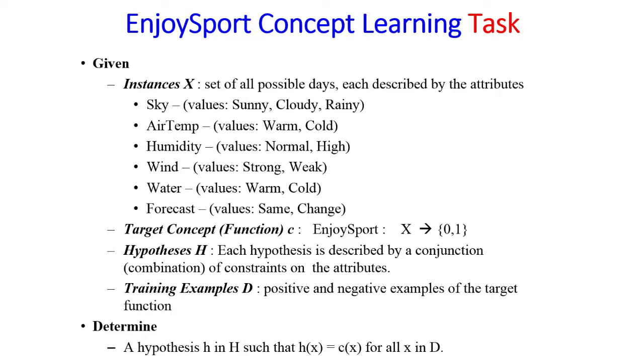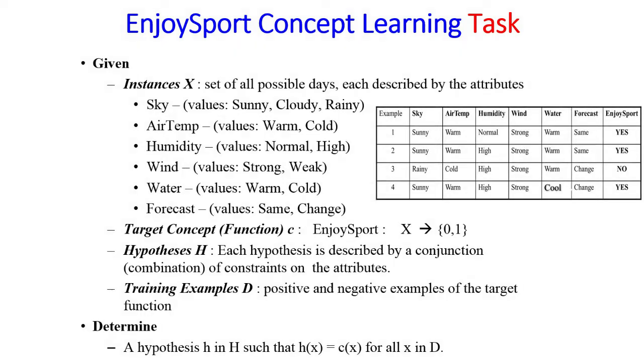What is the given data? Given data is instances capital X that consist of set of all possible days, each described by the attribute values. In case of our example, the attribute names are sky, air temperature, humidity, wind, water, and forecast. In case of sky, the attribute values are sunny, cloudy, rainy. In our example, in the table, the cloudy attribute value is not shown. In case of air temperature, the values are warm and cold, and so on.